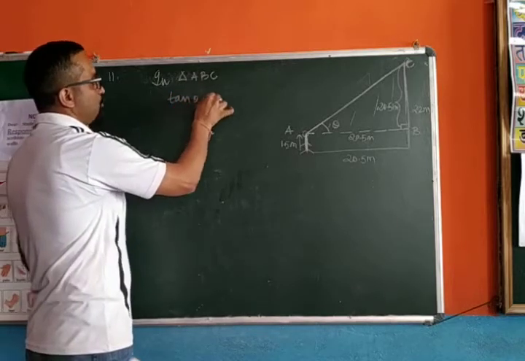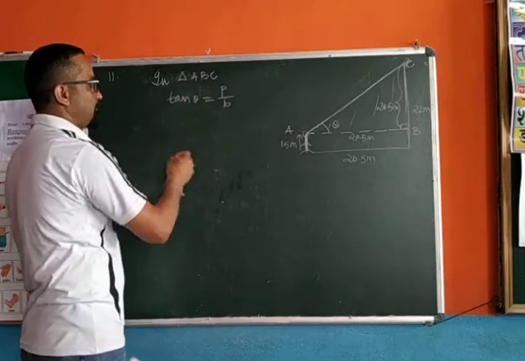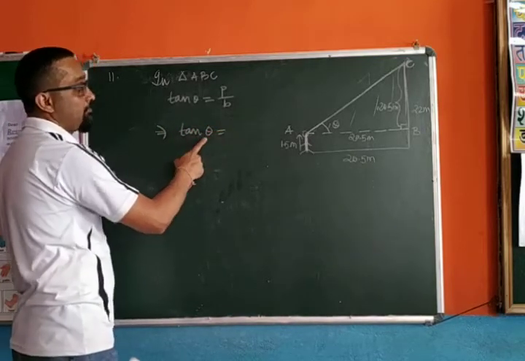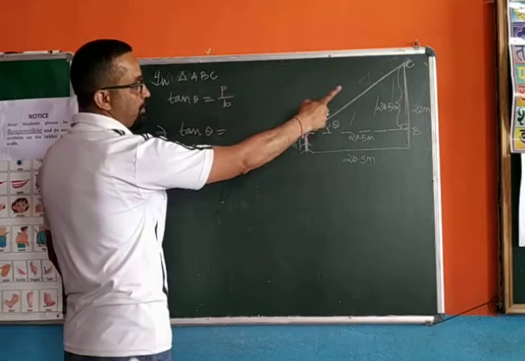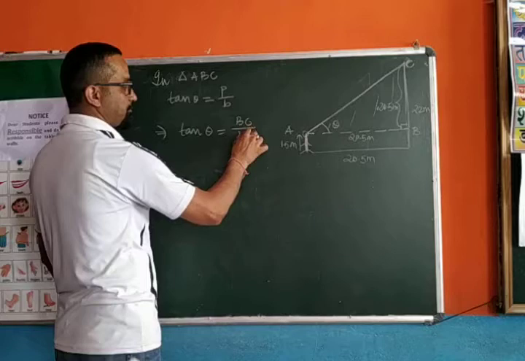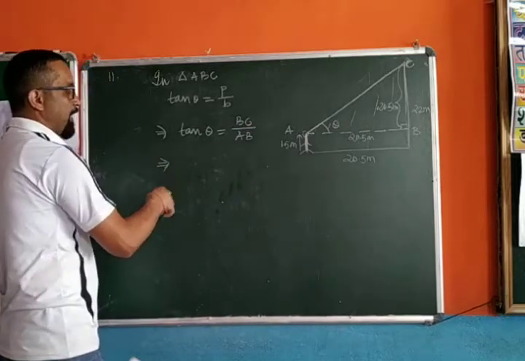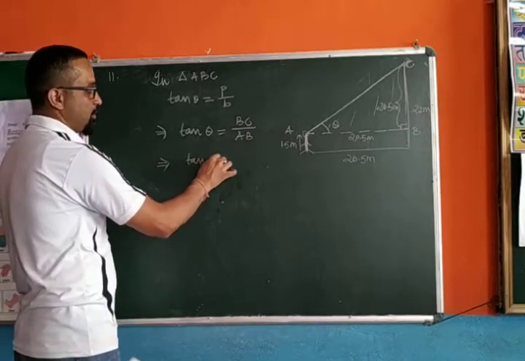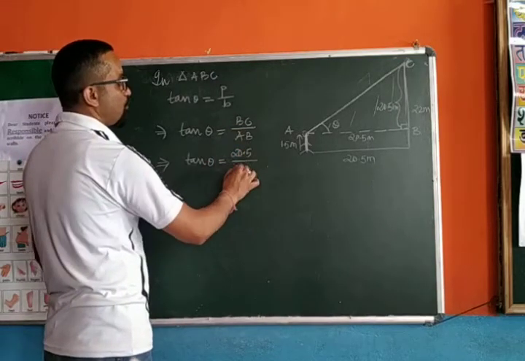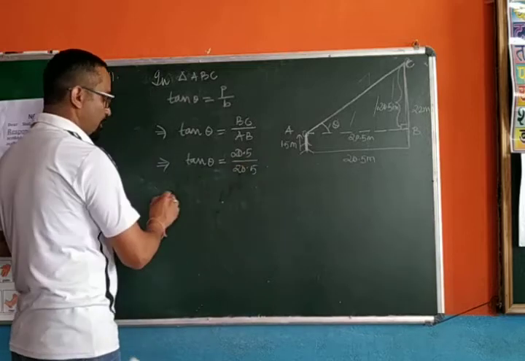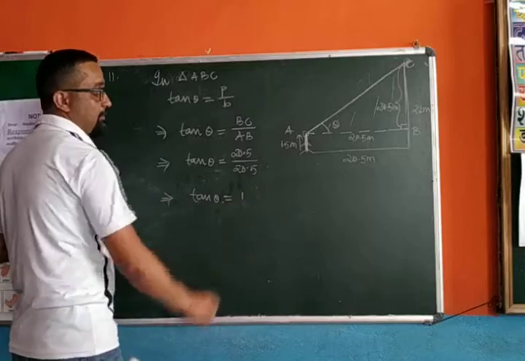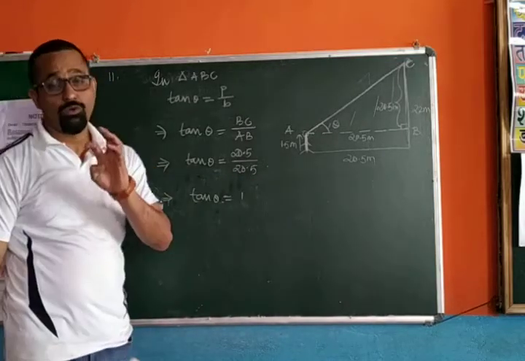tan theta is equal to perpendicular upon base. Tan theta, we do not know theta, that is the angle of elevation. Perpendicular is BC and base is AB. Substitute the values. Tan theta is equal to perpendicular 20.5, base is also 20.5. You cancel it. Tan theta is equal to 1. On the right hand side, you have a whole number 1.